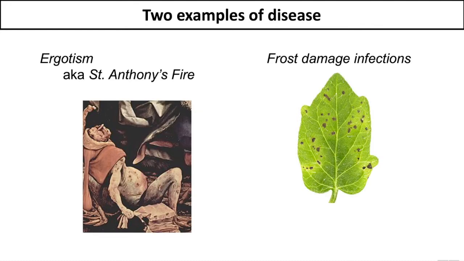Okay, so there are many diseases caused by small life, caused by microbes. We're going to start with two examples that I think are really interesting. The examples we're going to talk about are a disease called ergotism, also known as St. Anthony's fire, which is a great name, and we're also going to talk a little bit about frost damage infections.